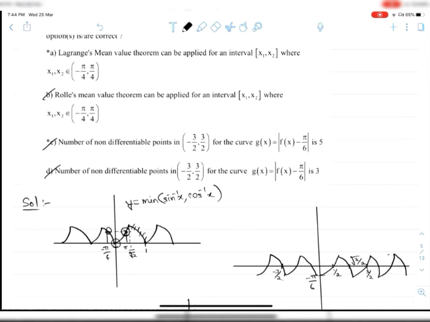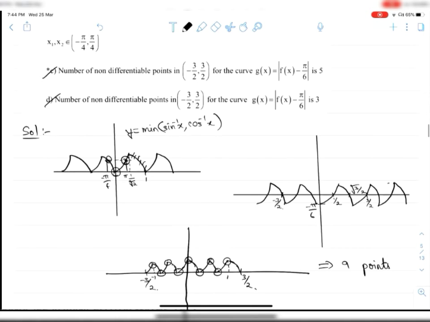Coming to the next, C and D options: modulus of f of x minus 5x. So first I'll draw y is equal to f of x minus 5x. This is the graph of y is equal to f of x minus 5x. I'll just shift this graph by 5x downwards. So this will be the graph. At 1 by 2 it will be 0. Again at root 3 by 2 it will be 0. And at 0 it will attain the value minus 5x.